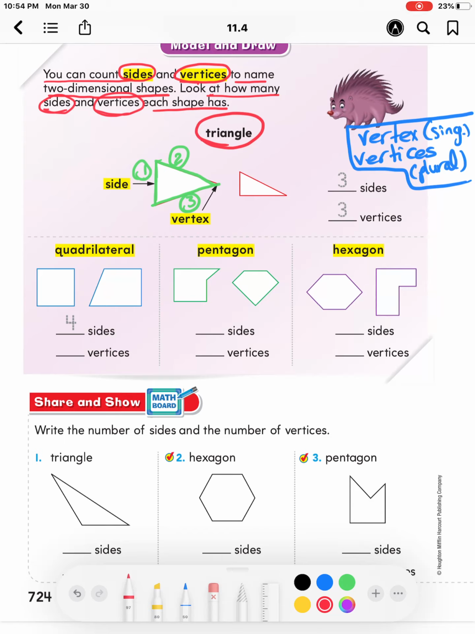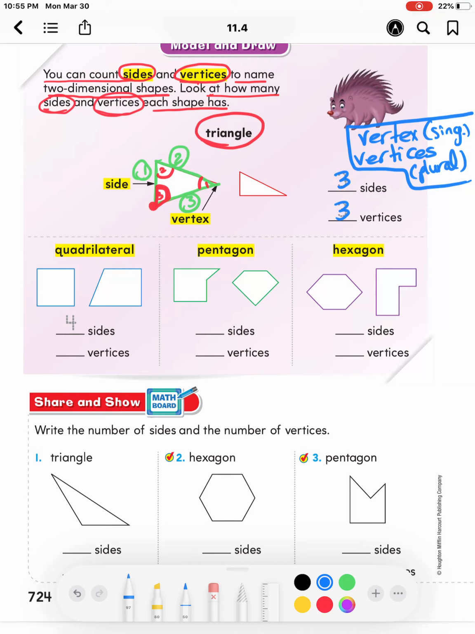Let's count. This is the first vertex. 1, 2, 3. Whenever two sides meet each other at the corner, we call it a vertex. Here, this is a vertex. Okay? Now, so the triangle has 3 sides, 3 vertices. Now, let's see the quadrilateral.